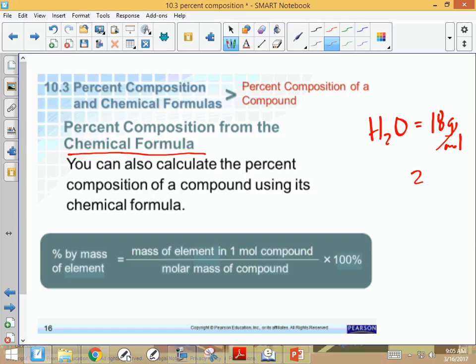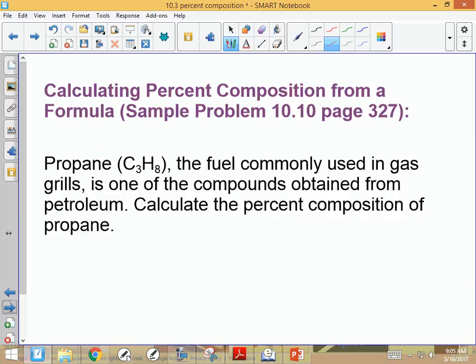And you know that you have 2 grams of hydrogen per mole, and oxygen you have 16 grams per mole. Now that's a simplistic example, but now we can use these 2 masses right here and our total molar mass and find a percentage as well, okay? Even though we don't know how many grams of this we have, we assume 1 mole, okay? And here's how we'll work a problem like that.